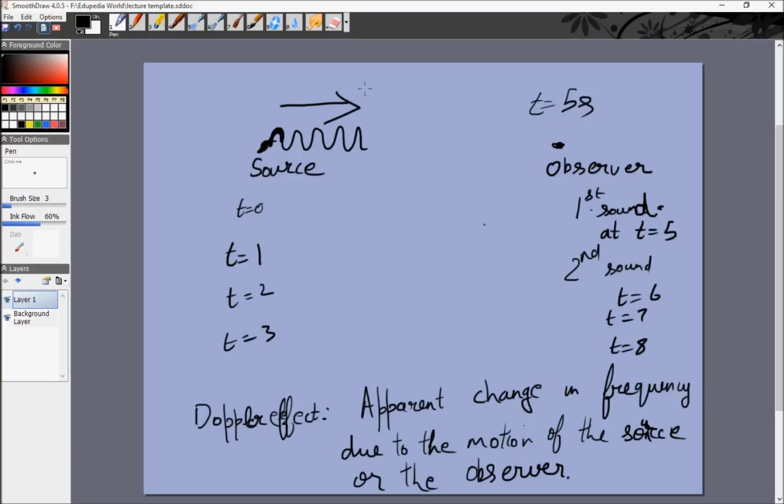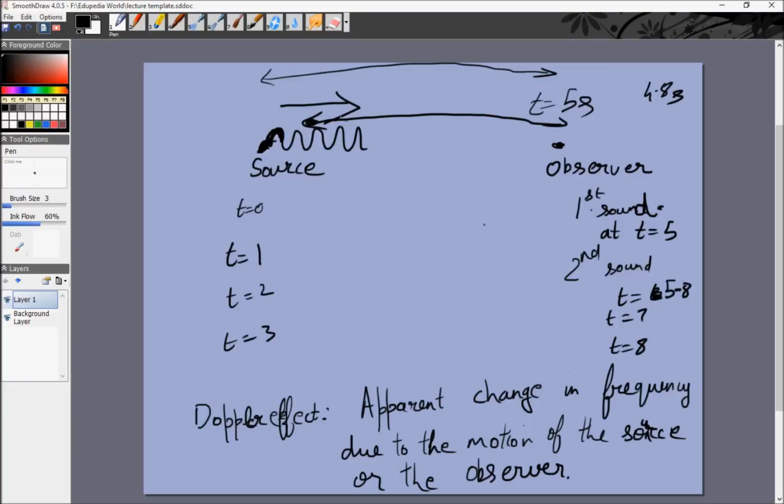But let's say the source is moving. Then when the first wave was emitted, the source was here and this was a certain amount of distance. When the second wave is emitted, the source has moved nearby and this distance has decreased. So the second wave will take a time smaller than 5 seconds to reach this. Let's say it takes a time of 4.8 seconds instead of 5 seconds. Right? So the second wave emitted at t is equal to 1 will not be heard at t is equal to 6. It will be heard at t is equal to 5.8.